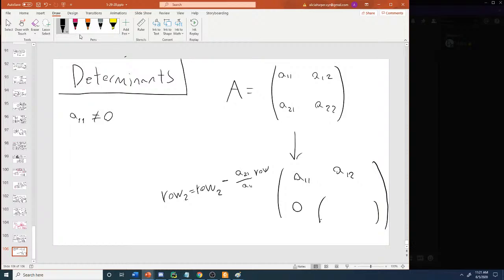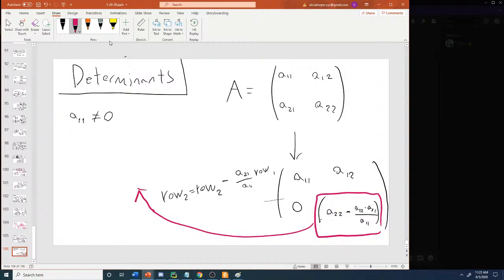And this expression will be, let's see. So if I subtract A21 over A11 times row 1, that means I'm going to have A22 minus A12 times A21, all divided through by A11. And I want to study this expression for a minute.